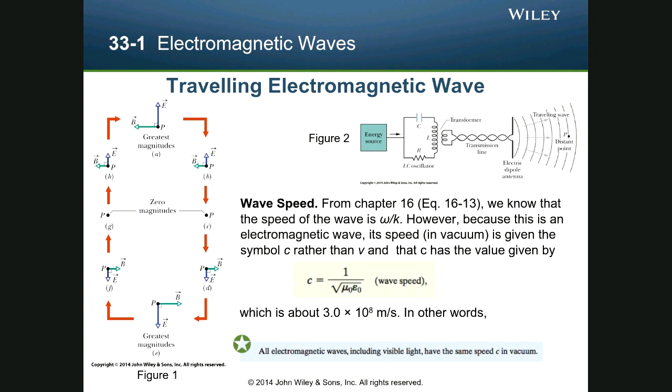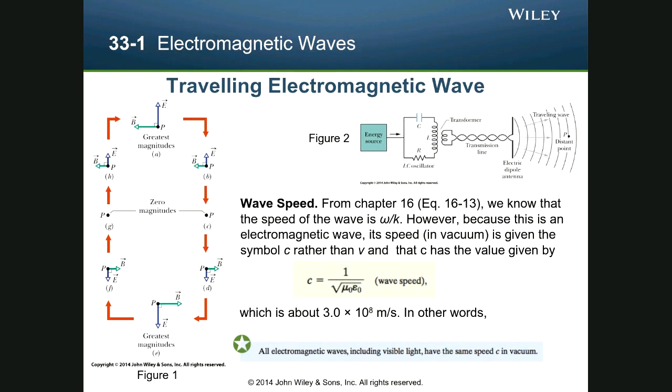It's right here, right? Speed of the wave is omega over k, and the speed, we already talked about this last week, is equal to 1 over the square root of mu naught times epsilon naught, which is why we maintain those permittivity constants when we talk about them.